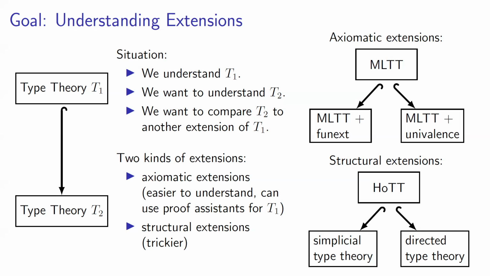And it's very easy to compare these two extensions, right? Because we can prove internally to MLTT that univalence will imply function extensionality. So if someone does something in Agda where function extensionality is postulated, then we can also do this in Agda where univalence is postulated. Okay, but so these are axiomatic, well, I call them axiomatic extensions. So they are easy to understand.